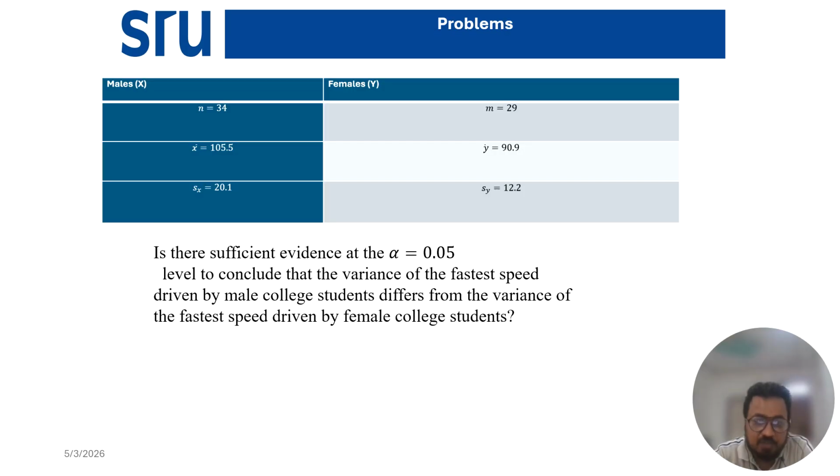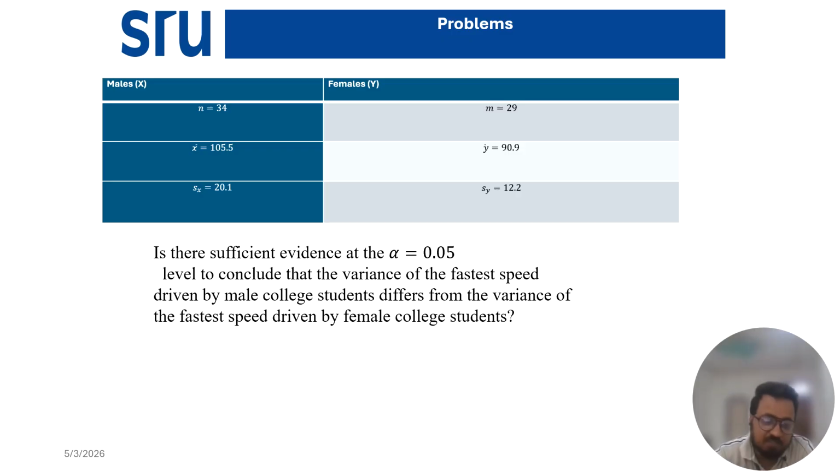You can see that this is the table for the male, n = 34, female, m = 29, x bar = 105.5, y bar = 90.9, sx = 20.1, sy = 20.2. Is there sufficient evidence at alpha = 0.05 level to conclude that the variance of the fastest speed driven by the male college student differs from the variance of the fastest speed driven by the female college student?